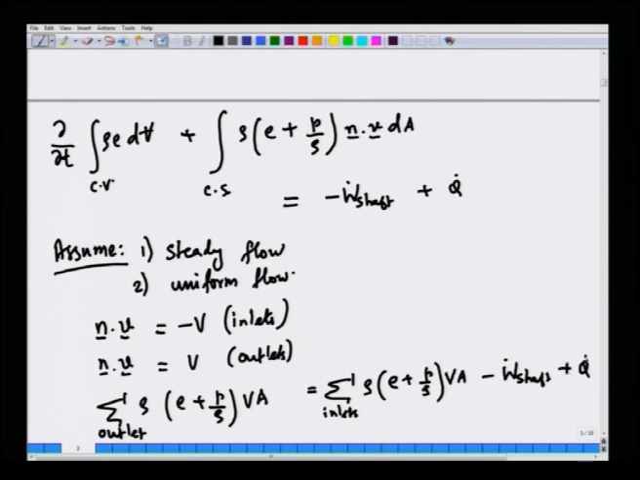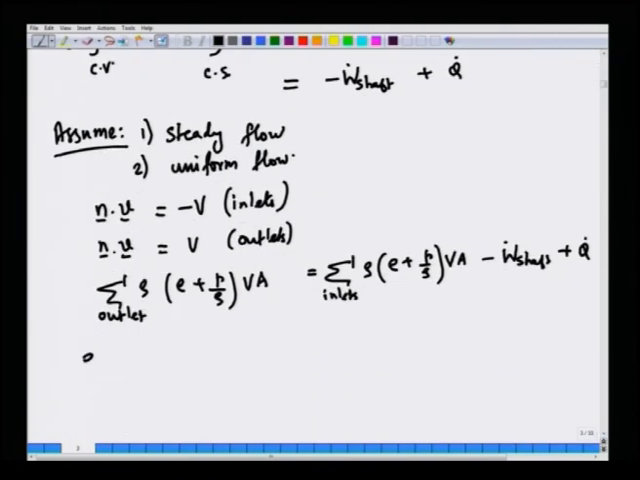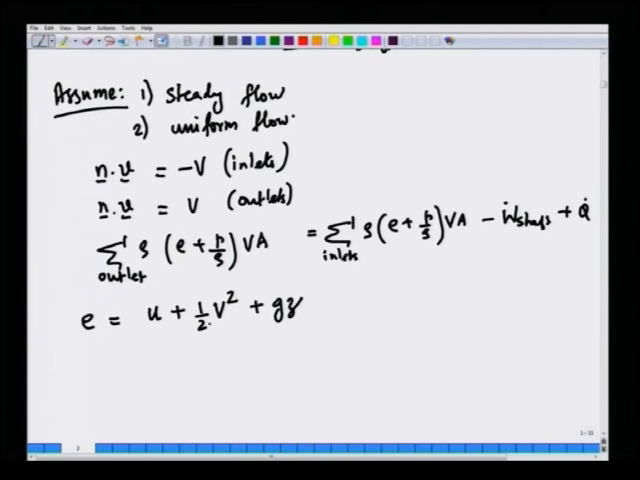plus Q dot. Okay. So, you remember that the specific total energy per unit mass is the internal energy per unit mass plus the kinetic energy per unit mass plus potential energy per unit mass. So, E is U plus half V squared plus GZ. Okay. That is something that we should keep at the back of our mind.